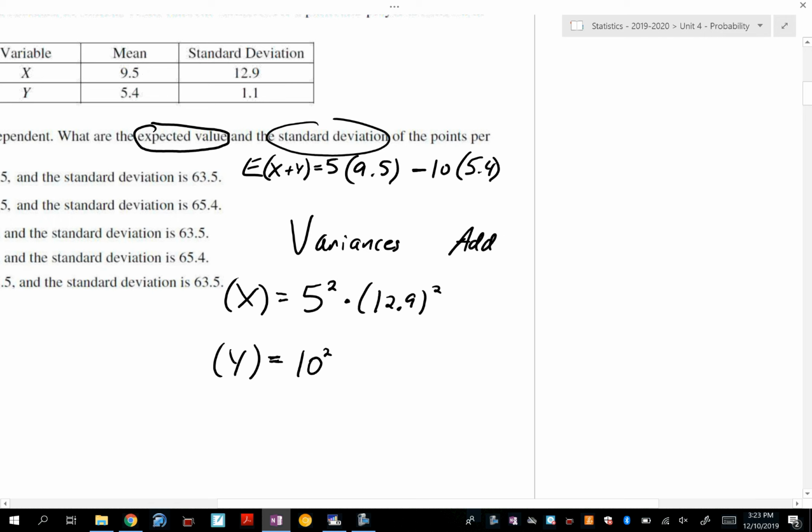I'm using the next variable, which is penalized the 10 points. So 10 squared, and then the 1.1 also needs to be squared as well. So if you get those two numbers, whatever they are, you're going to do what with them? At first, you're going to add them. And then square root. And that'll give you your answer.